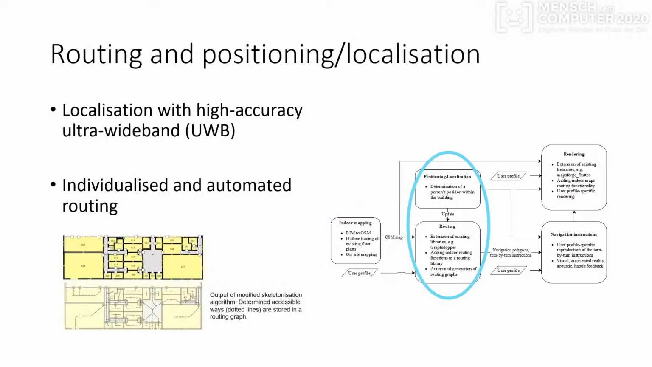The localization of users will be realized with high accuracy ultra-wideband. Routing will depend on possible impairments. Here too, we rely on automation. A skeletonization algorithm will provide walkable routes on maps.